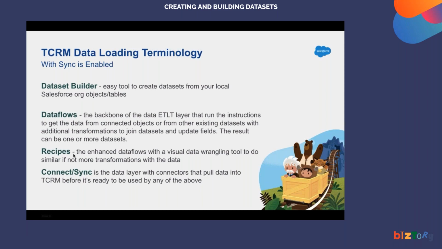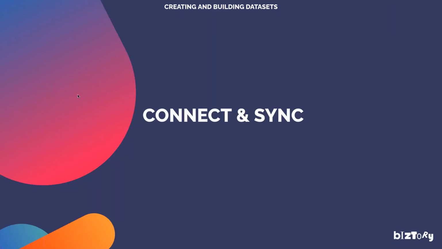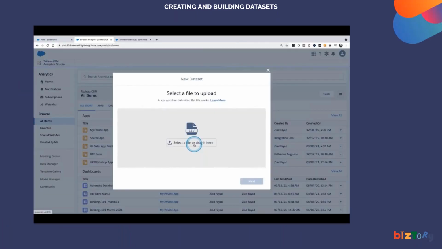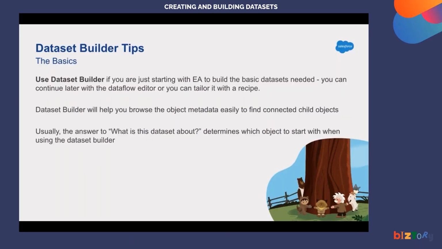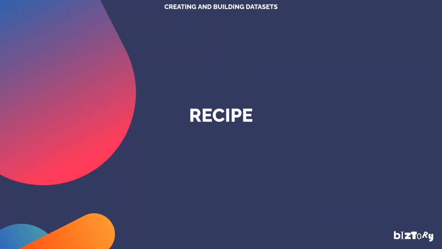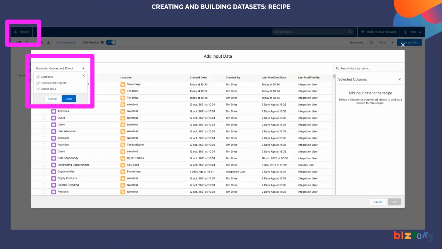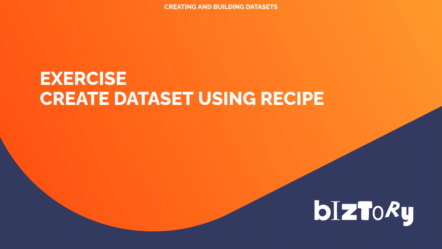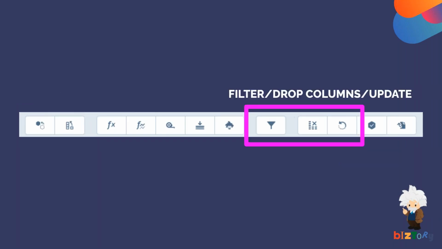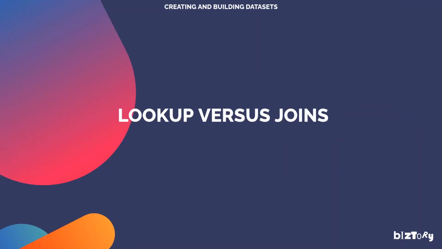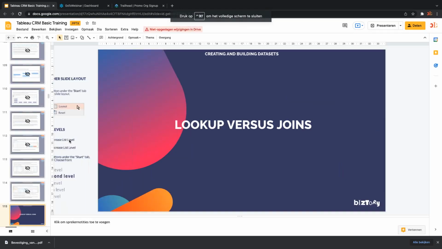So once again, connect for replication and syncing, the recipes, the enhanced data flows with a visual data wrangling tool to do similar, if not more, transformations with the data. Definitely my favorite. Data flows, and then data set builder, which is really at the high level connecting the data objects. Good. I showed you a manual upload. And then I think we can have a look at the actual dashboarding. Good.